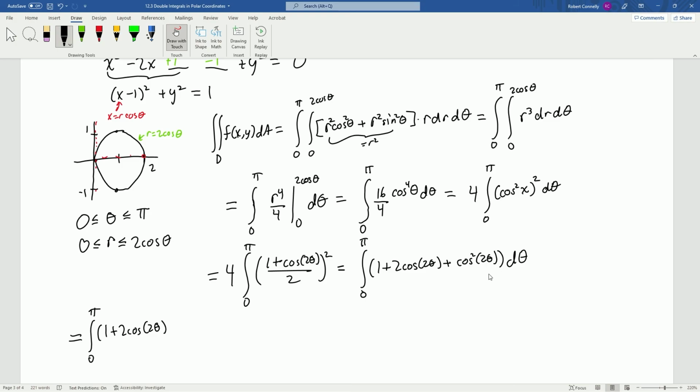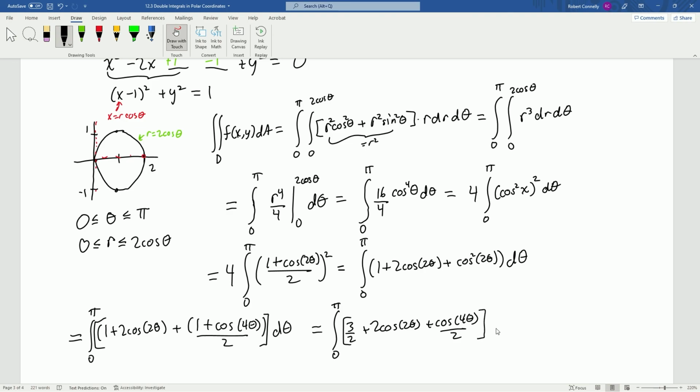Cosine squared of 2 theta, I can apply the power reducing formula again, and I get 1 plus cosine of, now we've got to double this, 4 theta, over 2, d theta. 1 plus 1/2 becomes 3/2 plus 2 cosine of 2 theta plus cosine of 4 theta over 2, d theta.